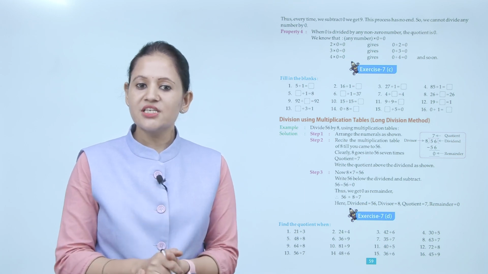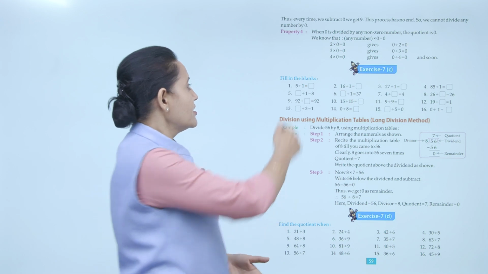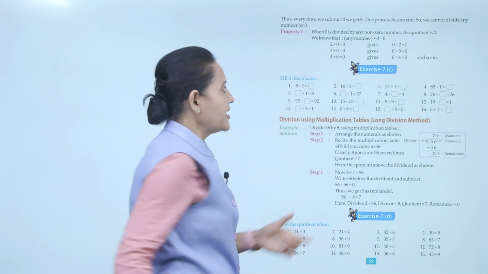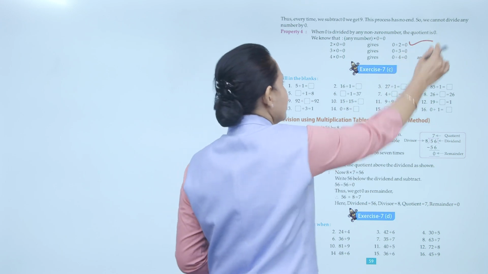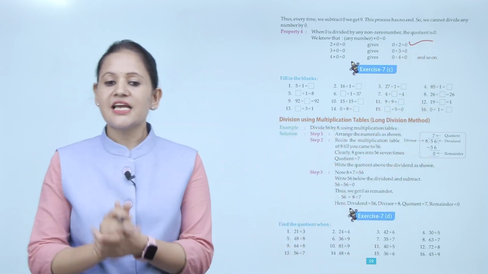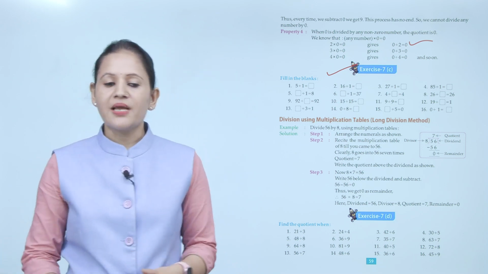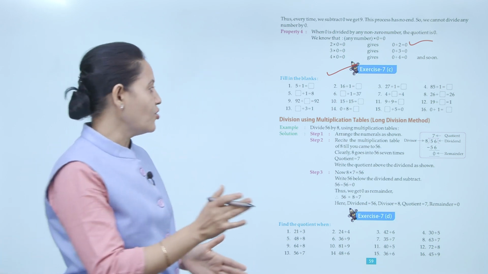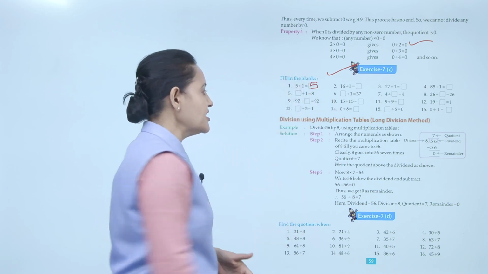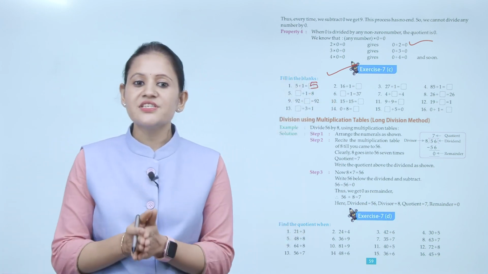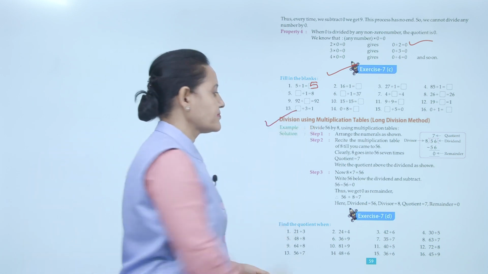Property 4: when 0 is divided by any non-zero number, the quotient is 0. 2 into 0 is 0. Now if we divide 0 by 2, we'll get 0. Clear? Next is exercise 7c. Fill in the blanks. 5 divided by 1. We know if we divide any number by 1, the quotient is the number itself. So the answer is 5.